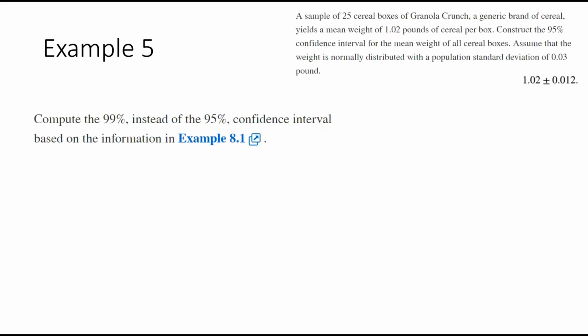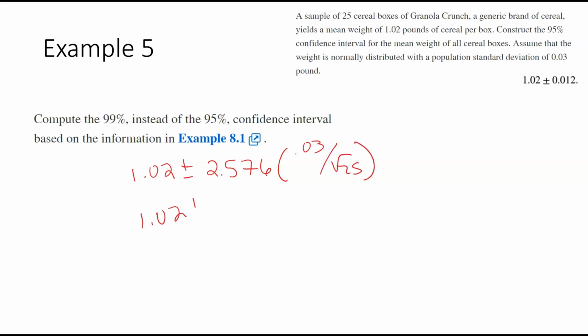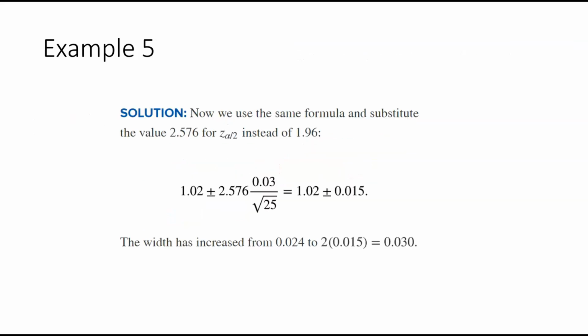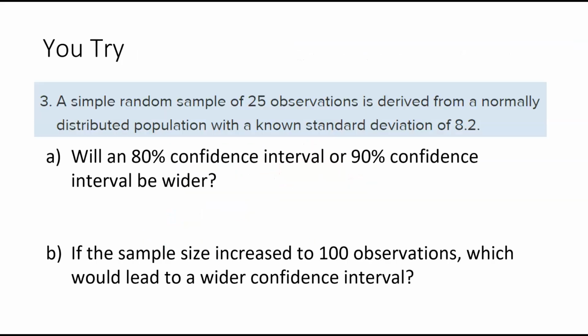So we know that this is going to be 1.02 plus or minus 2.576, and then we've got 0.03 divided by the square root of 25. So when we type that into our calculator, our margin of error changes, and we know that the width is greater. So go ahead and give these two a try. Press play when you're ready to see the solution.